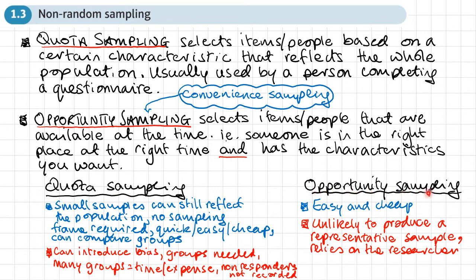With opportunity sampling, only a couple of things really. Advantages is that it's easy and cheap. Disadvantage, it's unlikely to produce a representative sample of the population, and also it relies on a researcher. If the researcher has their own biases, that will introduce bias into the sample.